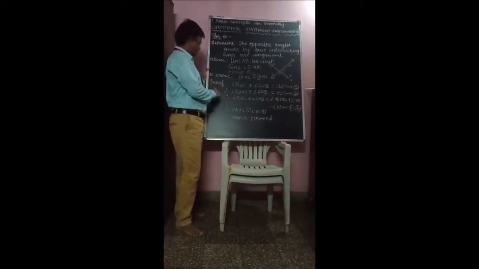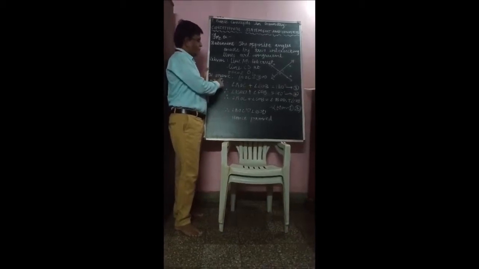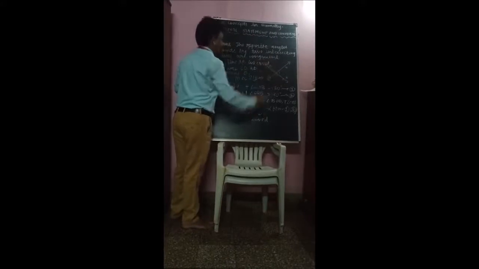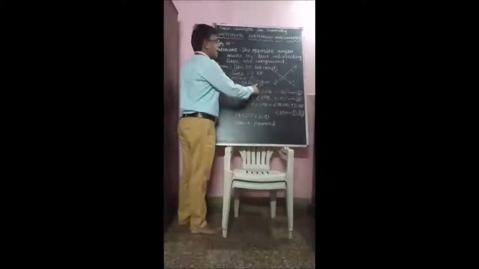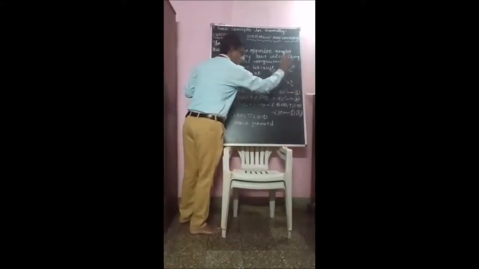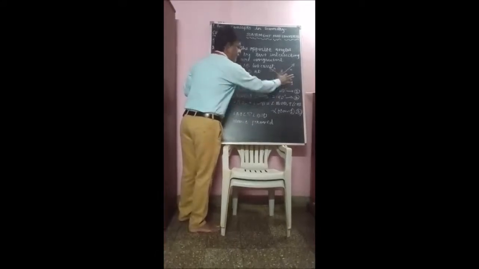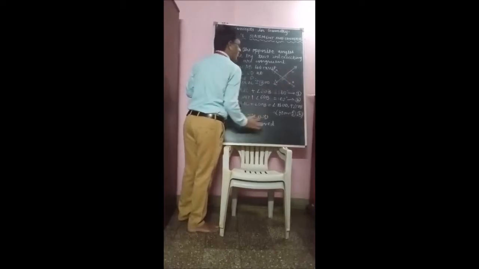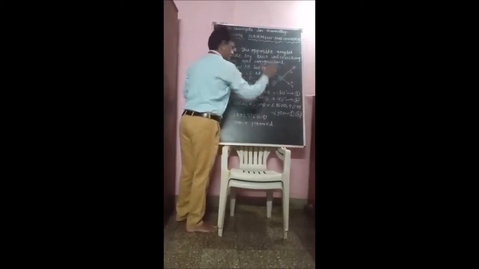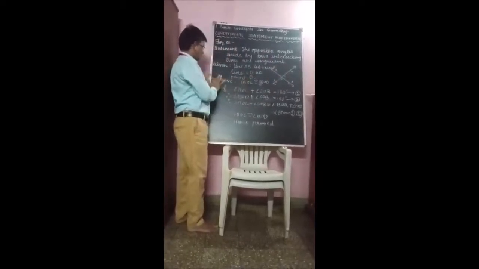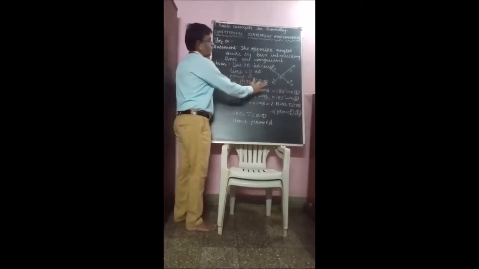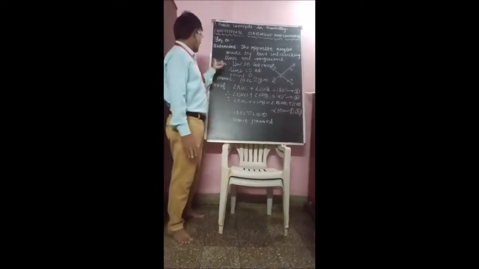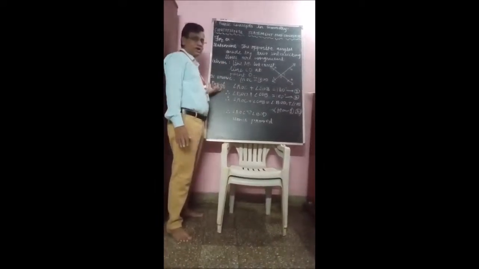Now what to prove? To prove: angle AOC is congruent to angle BOD. These two angles are vertically opposite angles, and you have to prove they are congruent. So first we prove AOC is congruent to BOD. Now how to prove? The third step is proof.